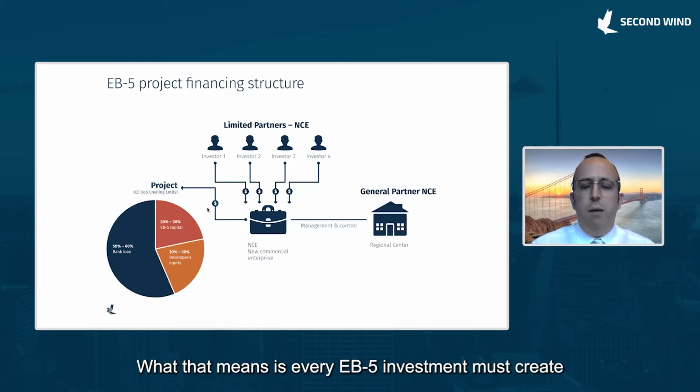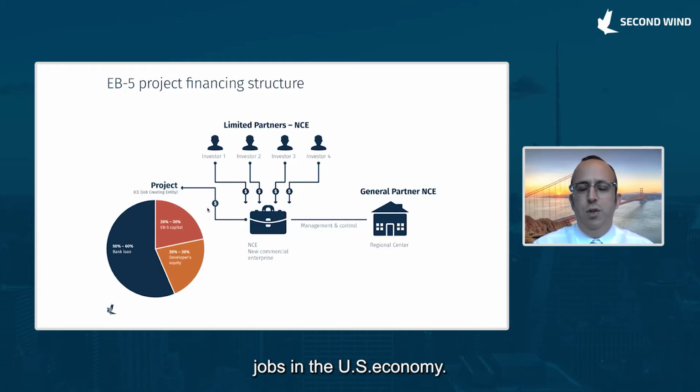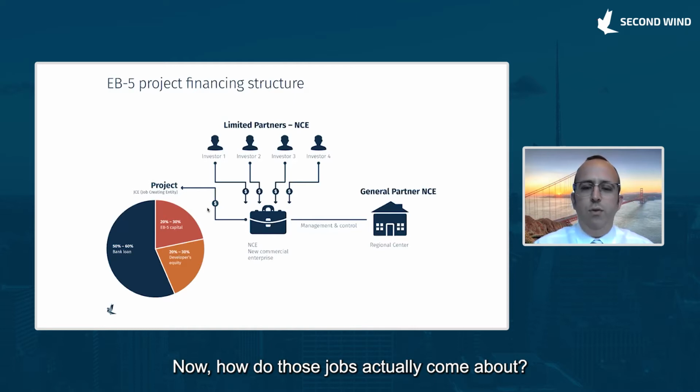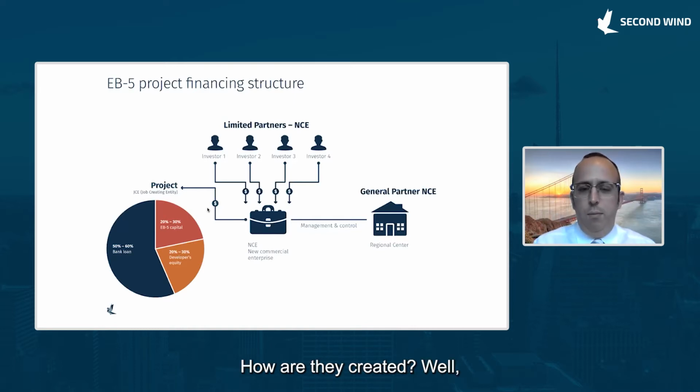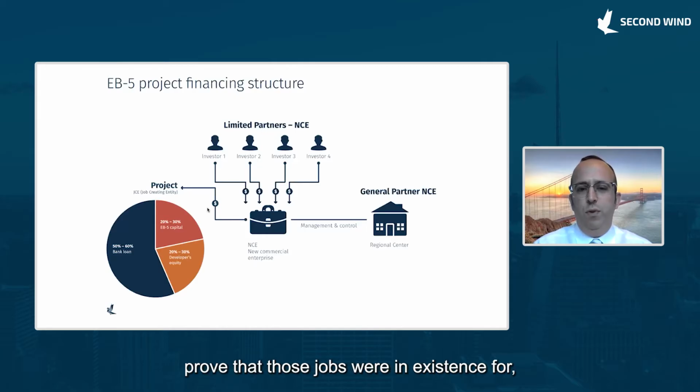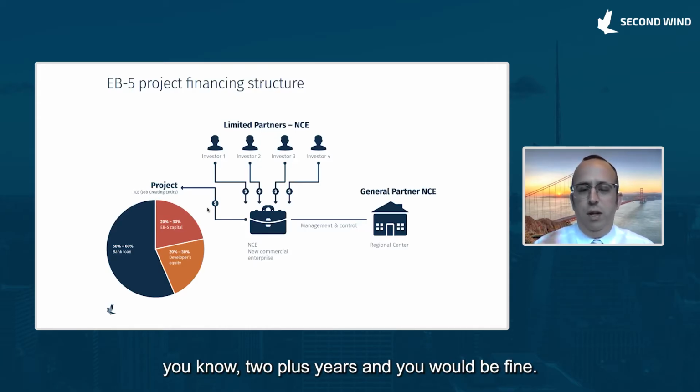Employment-based, what that means is every EB-5 investment must create jobs in the US economy. Now, how do those jobs actually come about? How are they created? Well, you could make an EB-5 investment in your own business in the United States, create jobs, prove that those jobs were in existence for 2+ years, and you would be fine.